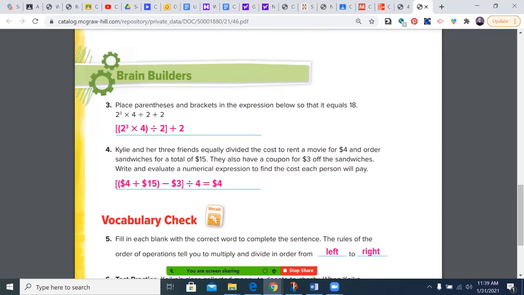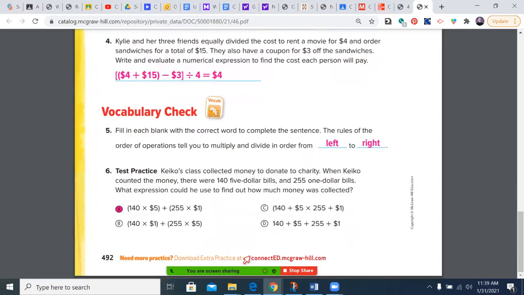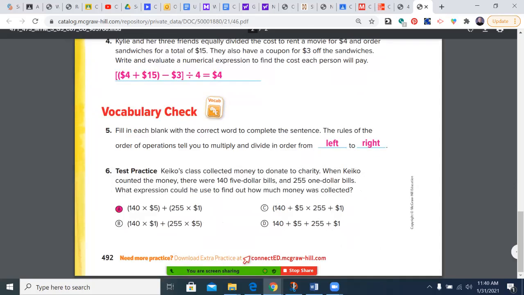And step 4, write a numerical expression to find the cost each one will pay. And you start figuring out how much they paid, 4 and 15. Coupons divided by who? There you go. You multiply and divide from left to right, and then you have this answer here.